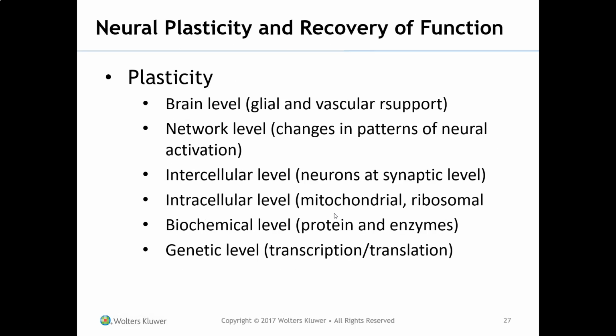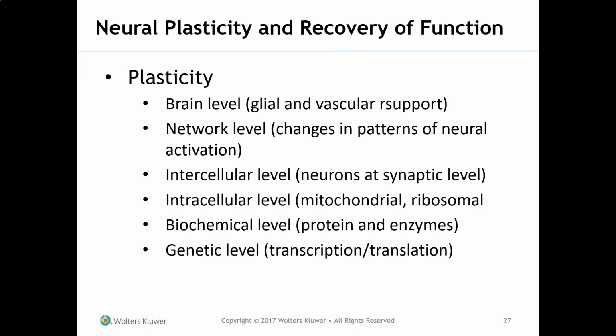Now again, plasticity, neuroplasticity, which is at the brain level; there's glial and vascular support. There's the network level, changes in patterns of neural activation. It happens at the cellular level, neurons at the synaptic level. It happens at the intracellular level, which is the mitochondria and the ribosomes. It happens at the biochemical level, which are proteins and enzymes. And of course, it happens at the genetic level, transcription and translation. That's crazy, right? That neuroplasticity happens at all those levels.